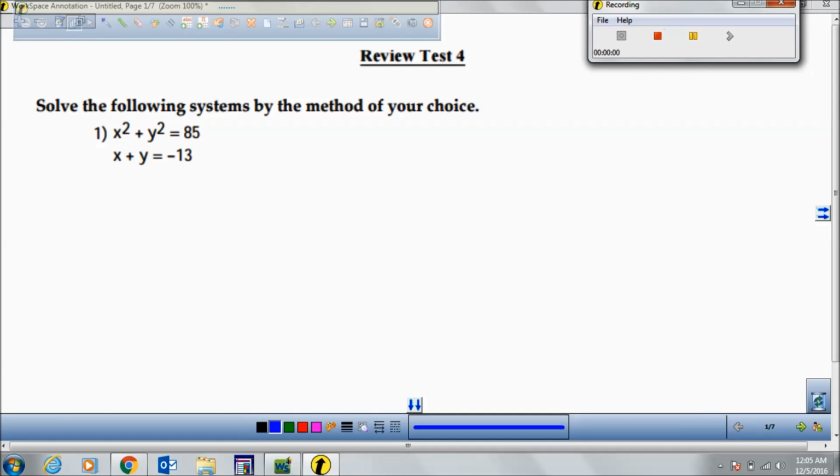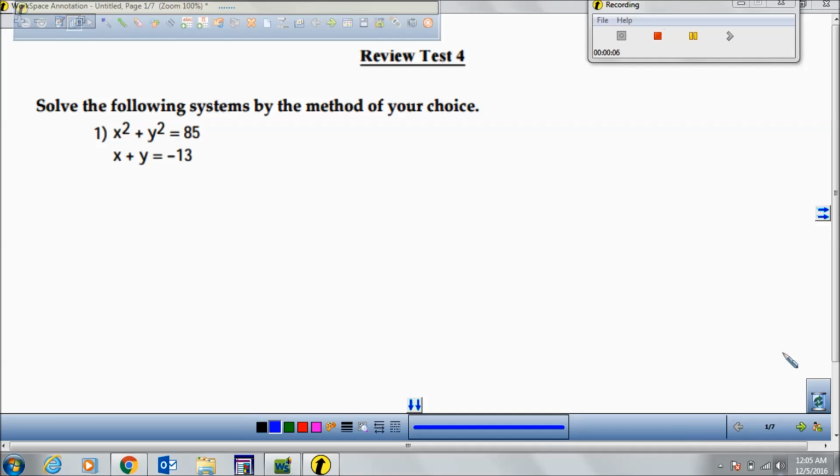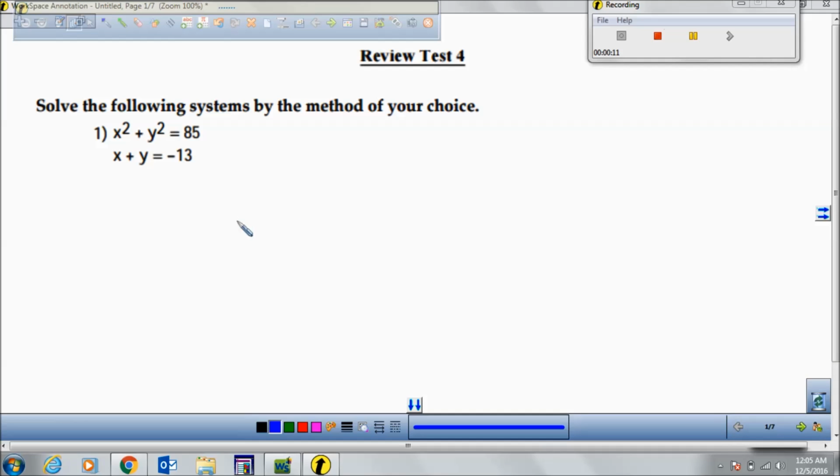Solve the following systems by the method of your choice. So we're going to start by selecting one of the two methods that we know, either addition or substitution.